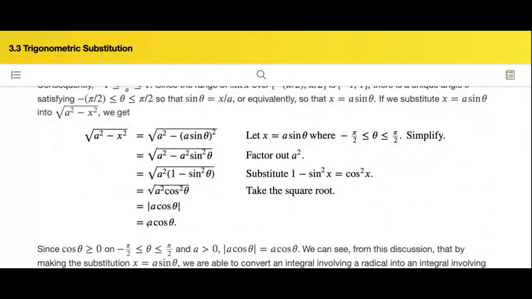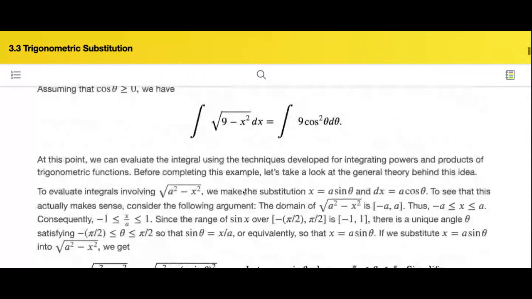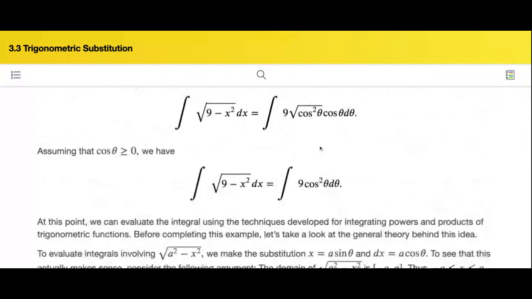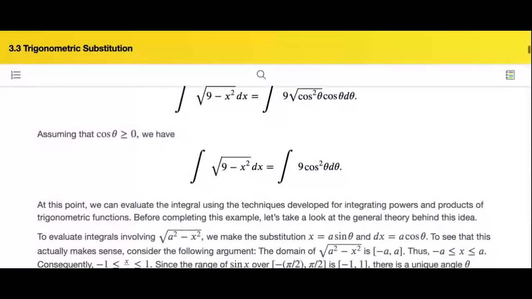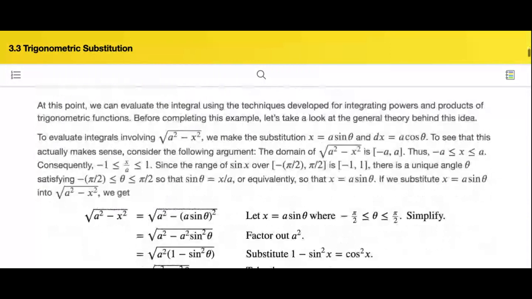A cosine theta should be A cosine theta. So this one is a typo. There's no more square, because we have a square root, they cancel each other. Just cosine square theta, d theta. Well, let's see a good example.